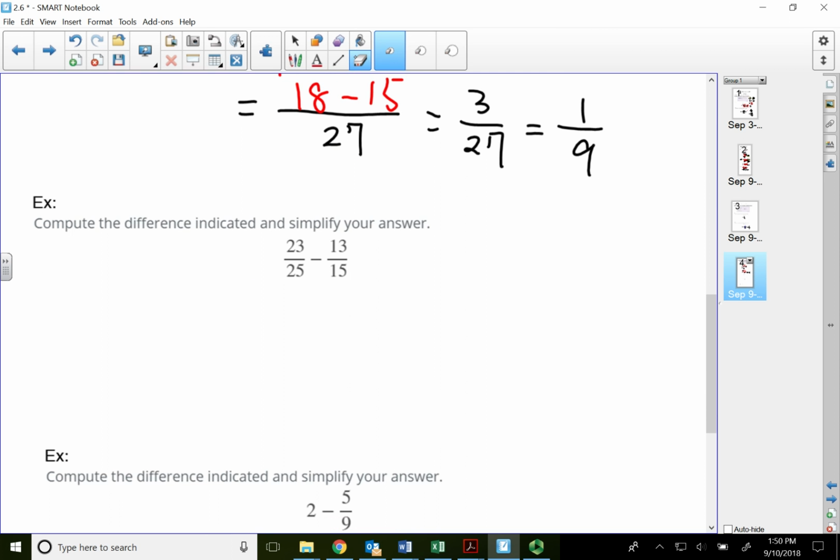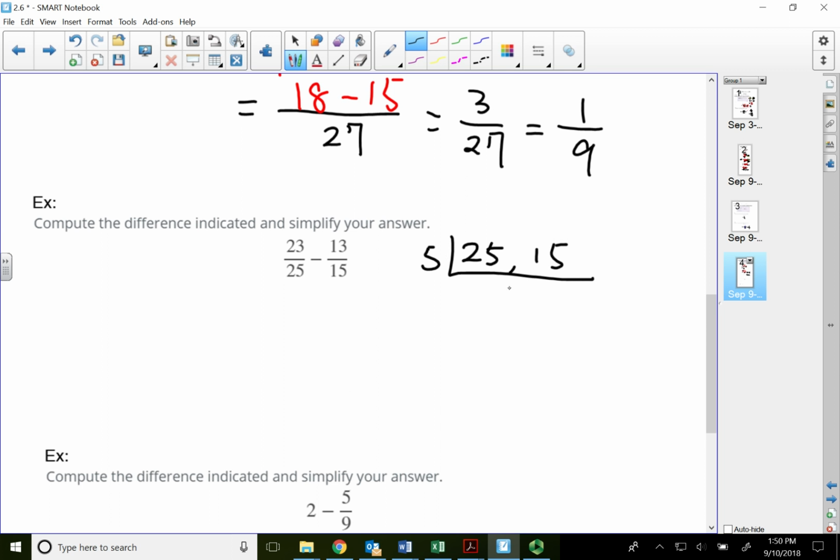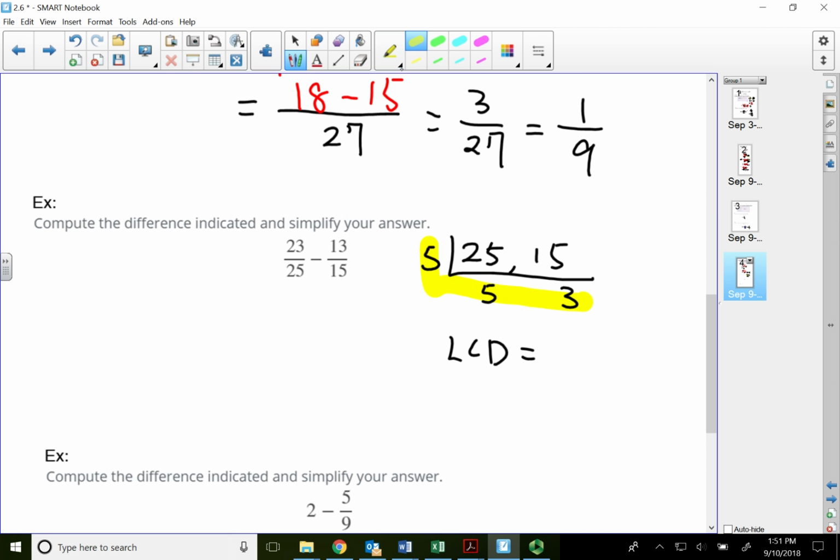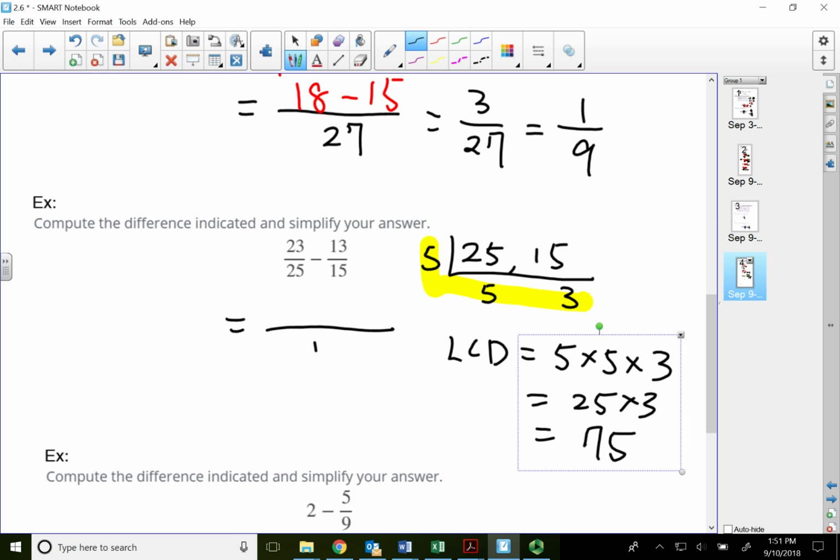Now this one, 25 and 15, I am not quite sure what the LCD is. So I'm going to put my 25 and 15 inside my upside down division. I'm going to use a 5 on the outside to go into both of them, which is 5 times 5 and 3. So between 5 and 3, I cannot find another number that can go into both of these. So multiply all my numbers on the outside. So that will be 5 times 5 times 3. So 25 times 3 has got to be 75. So my LCD here is 75.